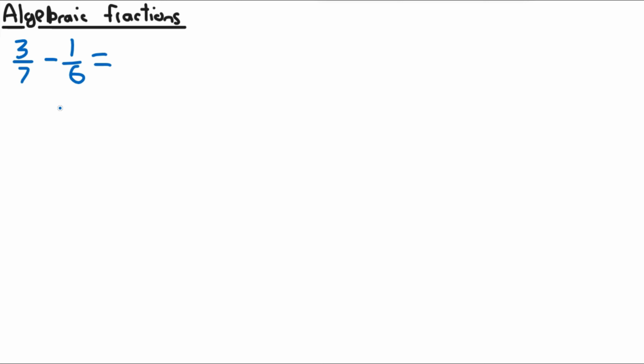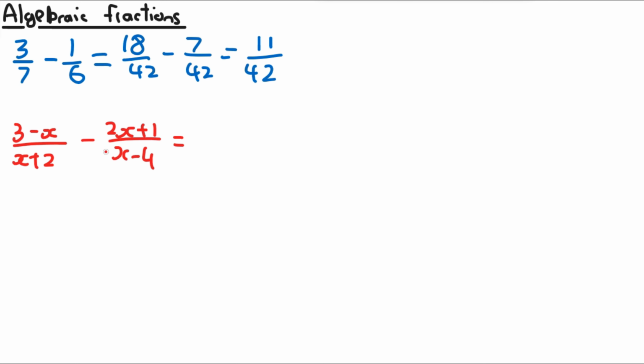If you wanted to subtract two fractions, we have to do the same thing. We have to make the denominators the same. We're going to make them the lowest common multiple, which is 42. So we times this whole thing by 6 to get 18 over 42 minus, and then we times this whole thing by 7 to give 7 over 42. So the denominators are the same, and therefore this is going to be 18 minus 7 over 42, which is equal to 11 over 42. And this is the exact same thing for algebraic fractions.